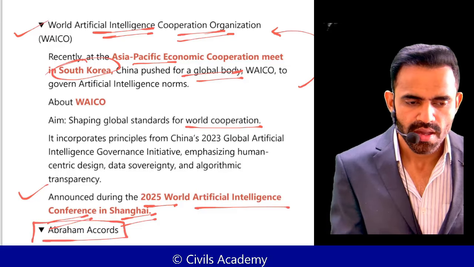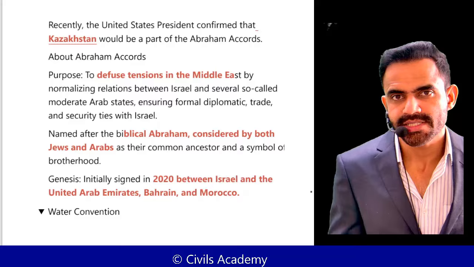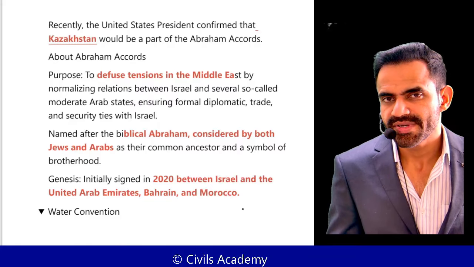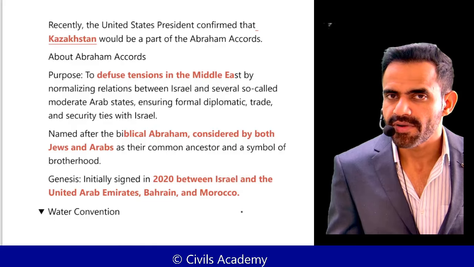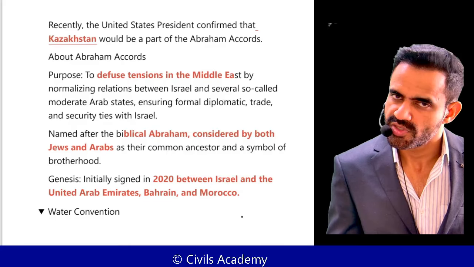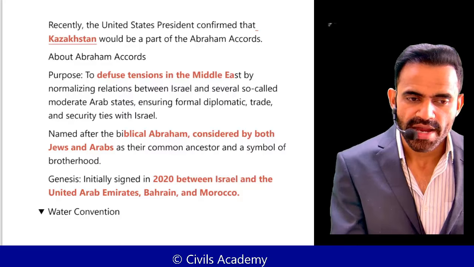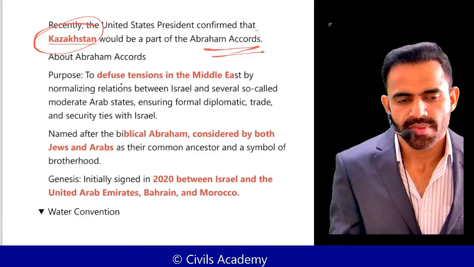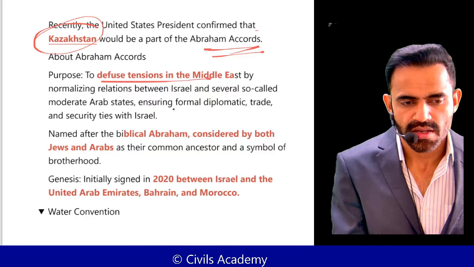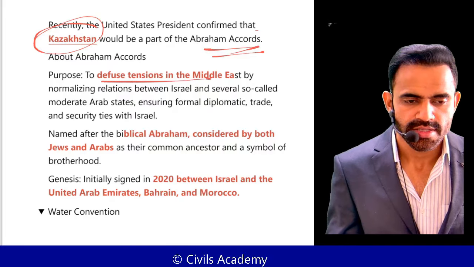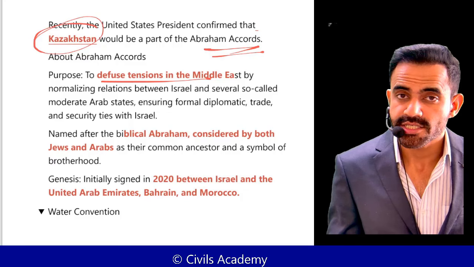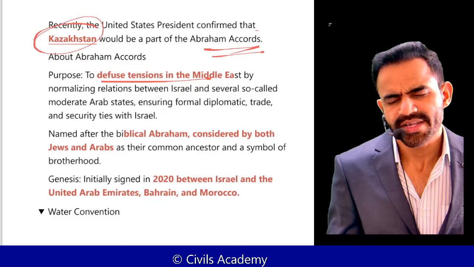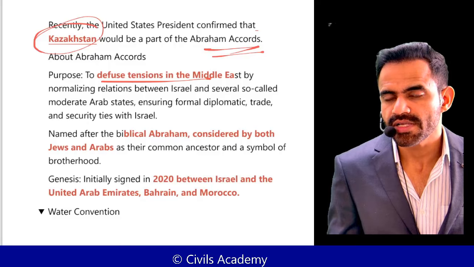Next is related to the Abraham Accord. In a very simple sense, Abraham Accord is an initiative of USA to normalize the ties between Israel and the Muslim countries. Just remember this thing. Okay, why was it in news recently? Because Kazakhstan is going to be part of this Abraham Accord. So, as the name suggests, the objective is to defuse the tensions in the Middle East. Tensions between what? Tensions between Israel and Muslim countries. Why are there tensions? Tensions are because of the Israel-Palestine issues.